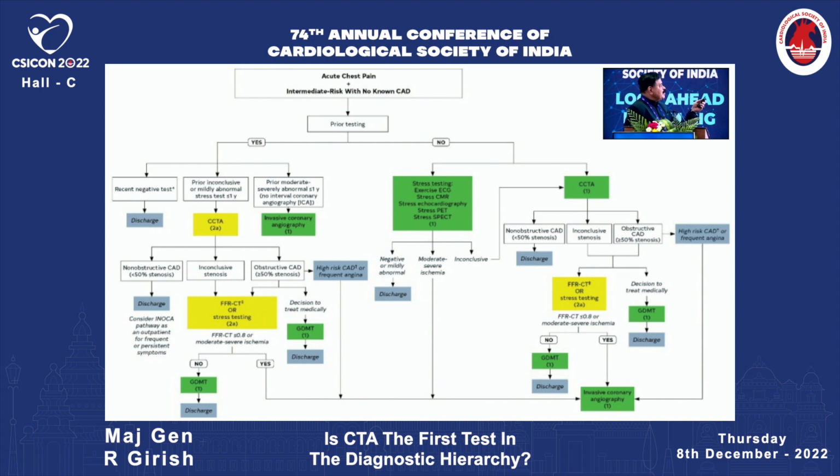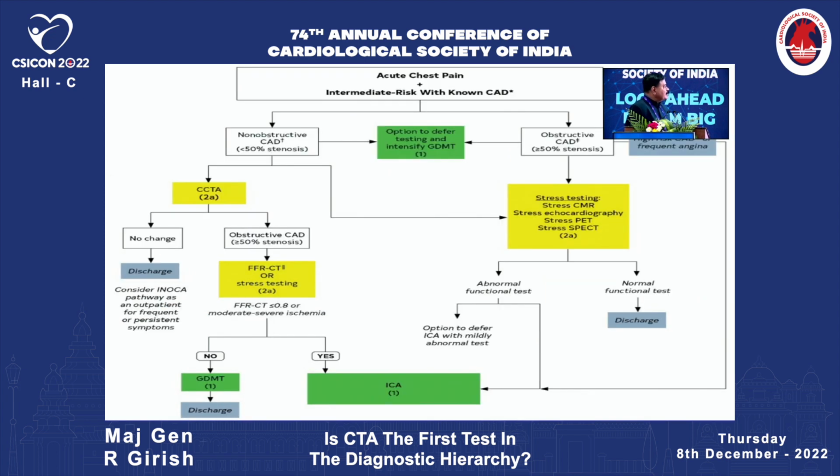So this is a situation of acute chest pain, intermediate risk with no known CAD. If prior testing was inconclusive, then CCTA followed by FFR-CT was recommended. Whereas if there was no prior testing, then CCTA first and followed by FFR-CT depending on the degree of obstruction. Acute chest pain, intermediate risk with known CAD. If the patient previously had non-obstructive CAD, less than 50% stenosis, then CCTA followed by FFR-CT.